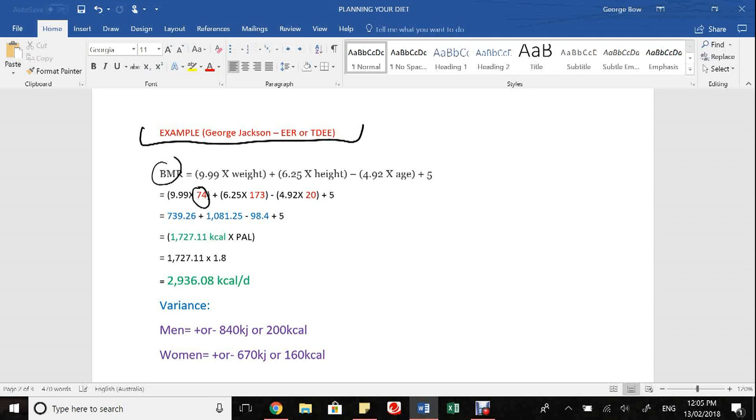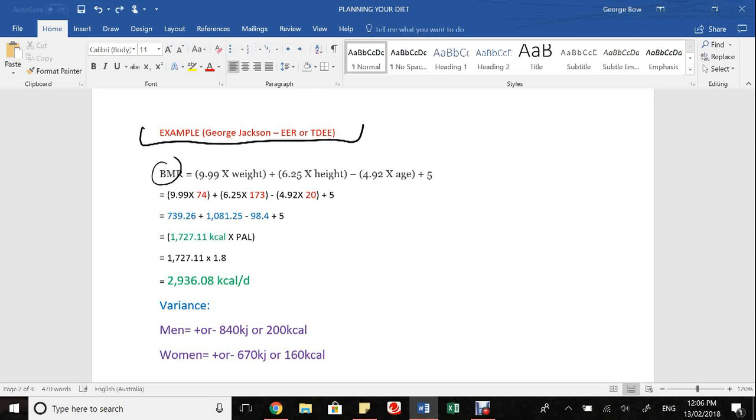So my weight, so I go 10 times my weight, which is 74 kilos, plus 6.25 times my height, which is 173 centimeters, minus 4.92 times my age in years, which is 20. And then we plus that by 5. So that altogether will give us these blue values here, and they're just our brackets added up.